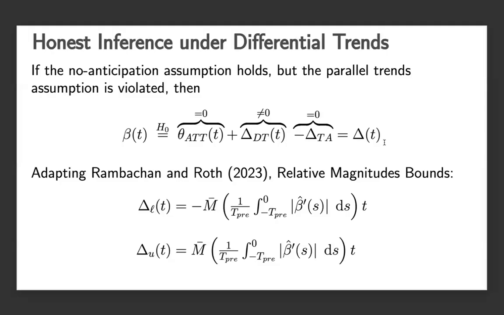And we make a reference to the very well-known paper written by Rambachan and Roth in 2023. They discussed honest inference under violation of parallel trends assumptions. And in reference to their paper, we discuss two different bounds that we can construct with reference to the DID parameter at pre-treatment periods.